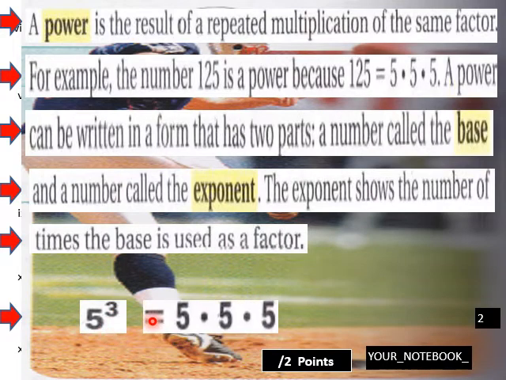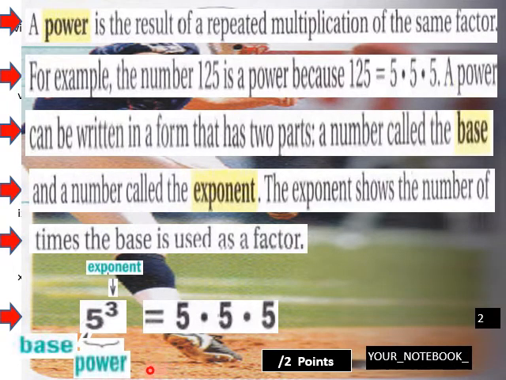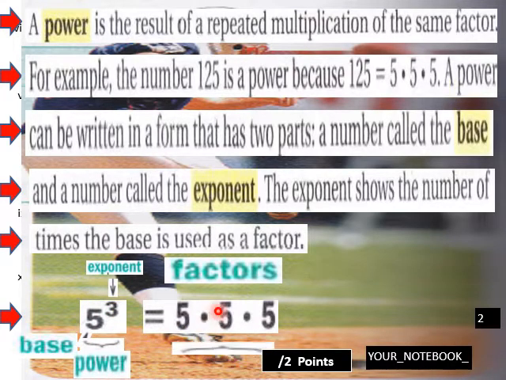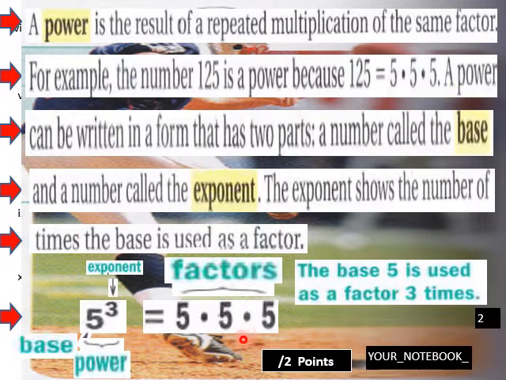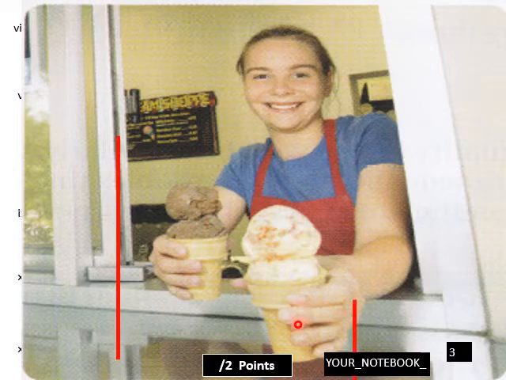So 5 to the third power is the same thing as 5 times 5 times 5. So you multiply 5 times itself 3 times. And that would be the exponent right here, your 3. And then the base would be your 5. And then the whole thing is a power. So this whole thing is called a power. And then here are your factors here, 5 times 5 times 5. The base 5 is used as a factor 3 times. So that is a breakdown of an exponent.